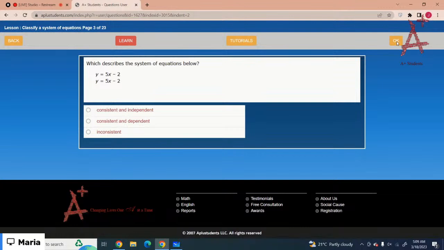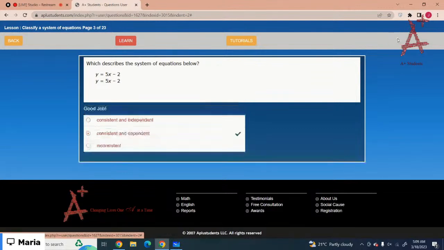Okay, the next one is y equals 5x minus 2 and y equals 5x minus 2. Both the lines are exactly same. Got it? In the case the lines are exactly same, that means the system is consistent and dependent because they are exactly same. So they are consistent and dependent. Got it?